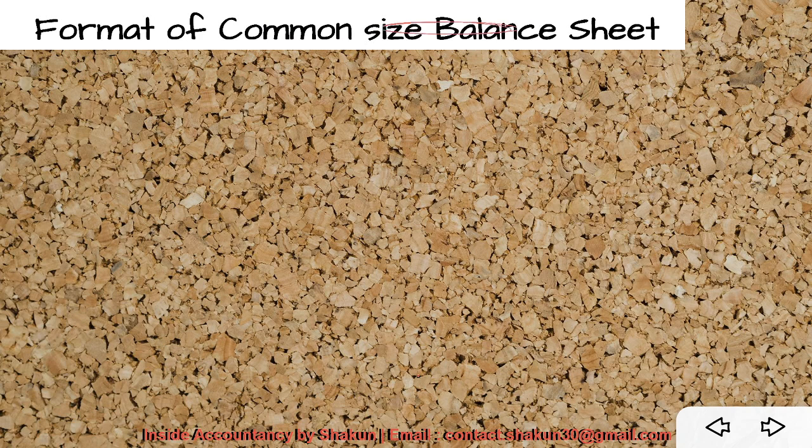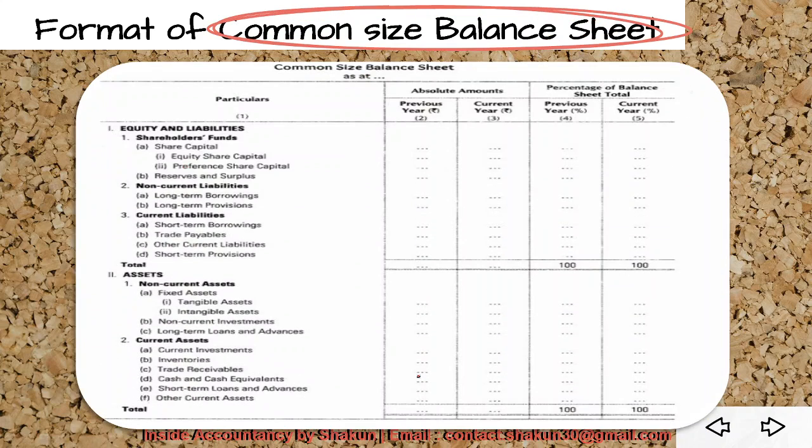Okay. So now let's have a look at the format of common size balance sheet. In the format, as you can see, the various items mentioned in the particulars column are actually the same as the format of a balance sheet. As I told you, according to the Companies Act, the face of the balance sheet should always be the same for every enterprise, for every company. So the headings and subheadings would be the same, right?